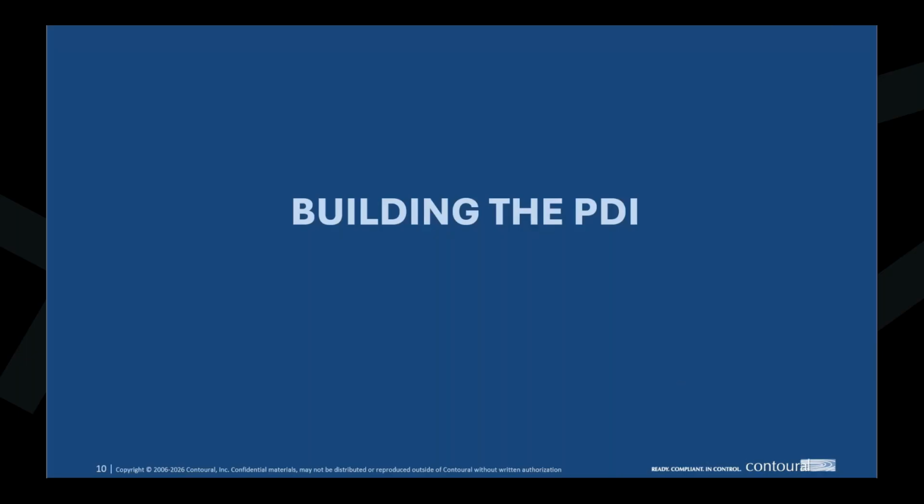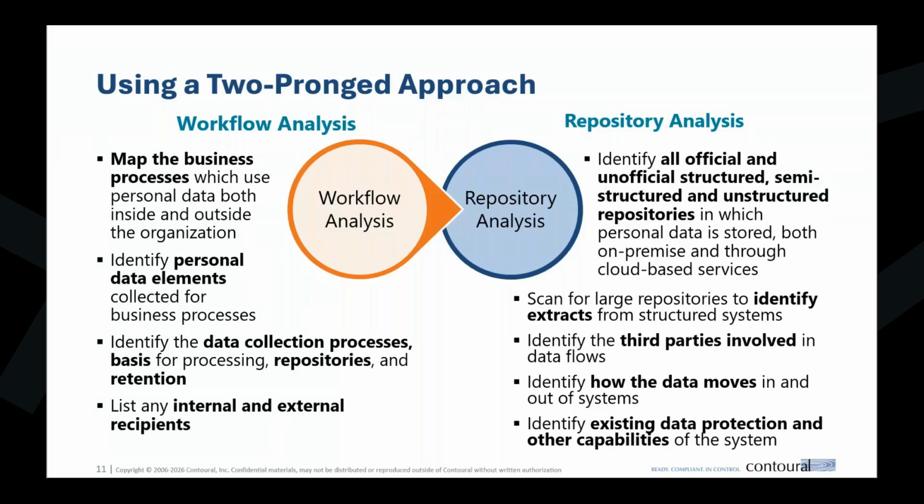So then let's talk about how a PDI gets built. We've kind of laid the groundwork for what a PDI is. Let's talk about the best practices for putting together a personal data inventory. We very much believe there should be a two-pronged approach to doing this. A lot of organizations will just go out to IT and say, tell us all these things about personal information, and that really doesn't get the whole picture. So we recommend a two-pronged approach. Can you tell us kind of how that works?